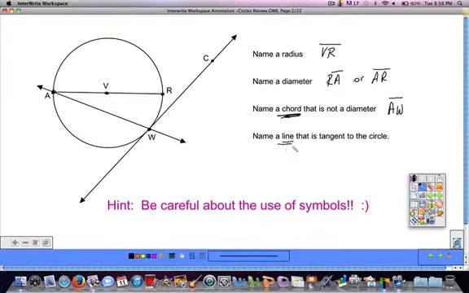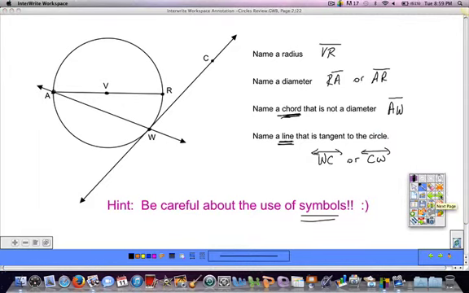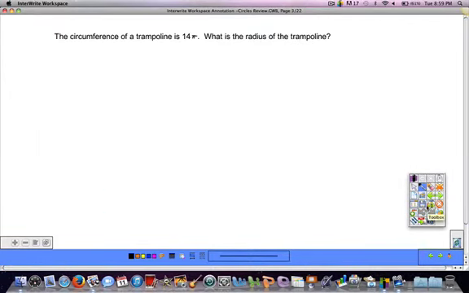All right, now this time, watch this terminology. Now we do want to name a line that's tangent to the circle. So you could put WC, now this really is a line, goes on forever, or CW. Okay, watch those symbols. I'm meaning these things above your letters. Okay, next, hit pause.